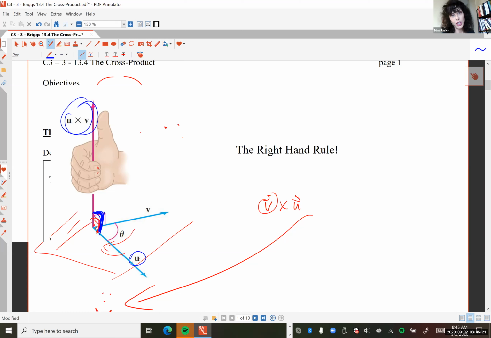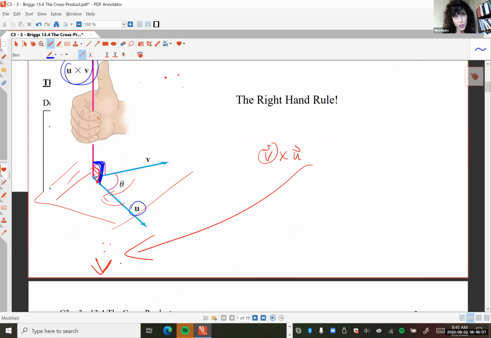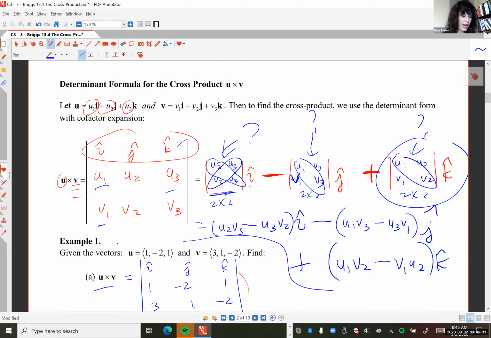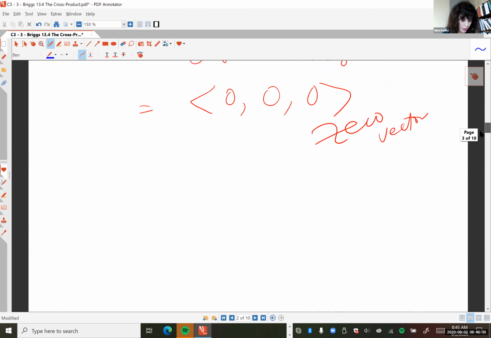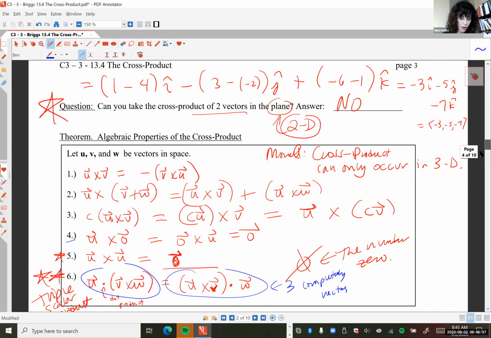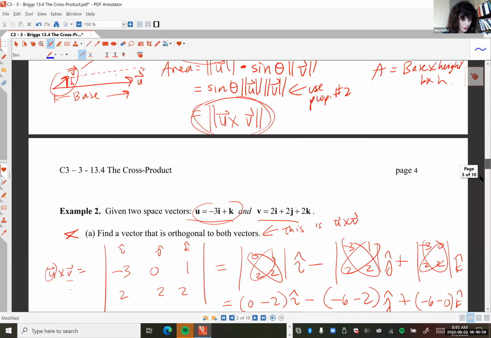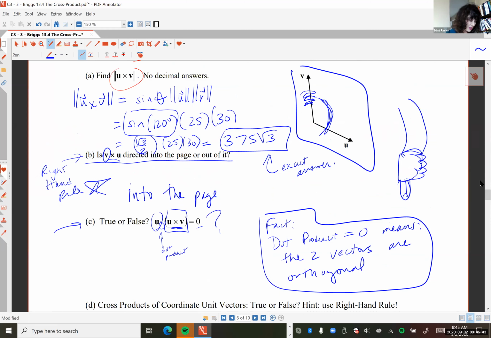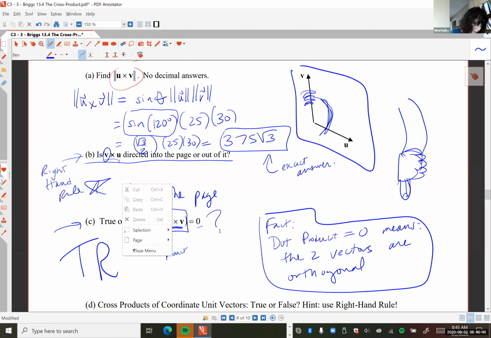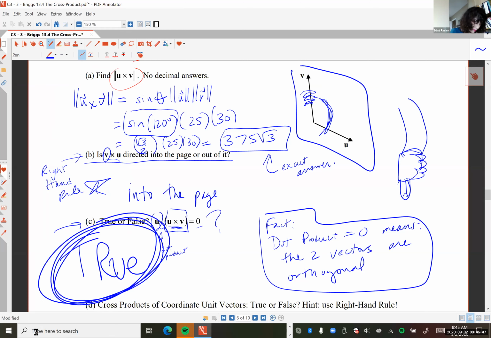By definition, people, from this picture, please burn this picture or tattoo it on your butt cheeks or something. Because of the nature of it, u cross v, by definition, is going to be orthogonal to its 2 original vectors that helped create it. So the answer here is true, by definition.